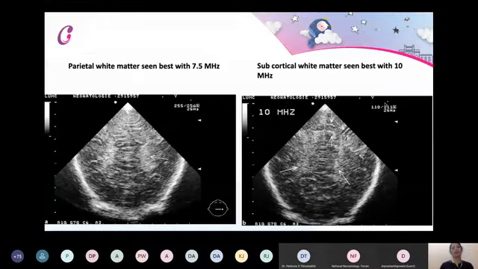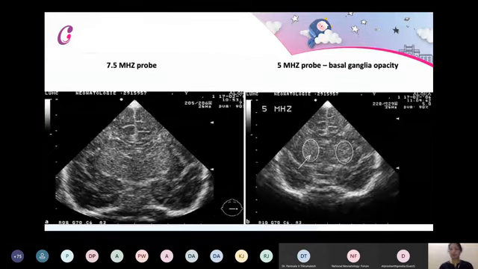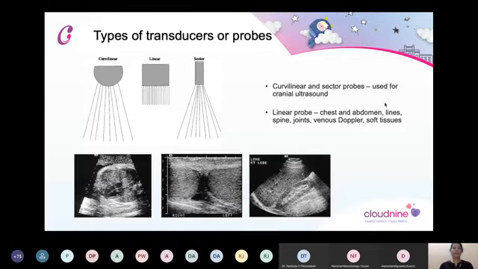So with the 7.5 megahertz transducer, you will be able to see parietal white matter, but the more superficial subcortical white matter is seen better with a 10 megahertz probe, and basal ganglia, which is a little deeper, is seen better with the lesser frequency. So a 5 megahertz probe would work better.